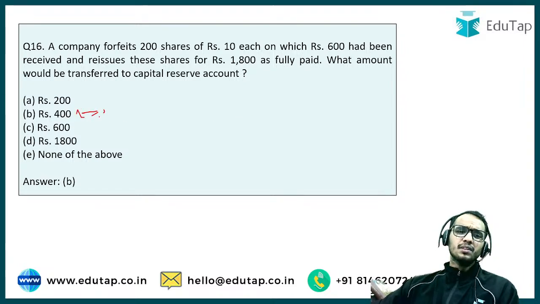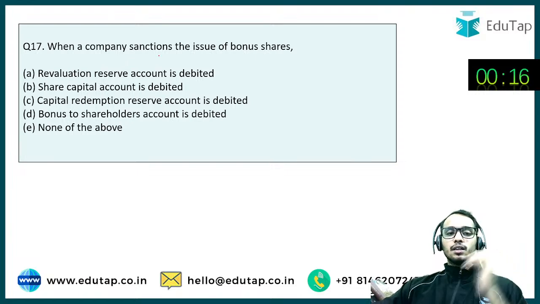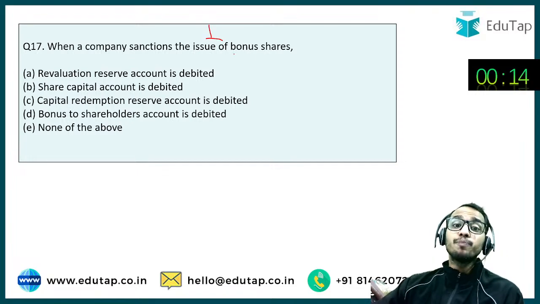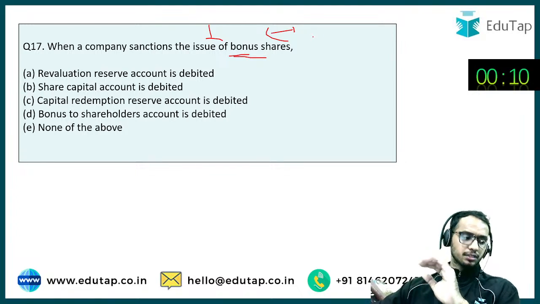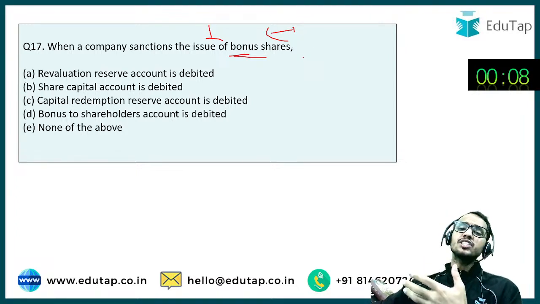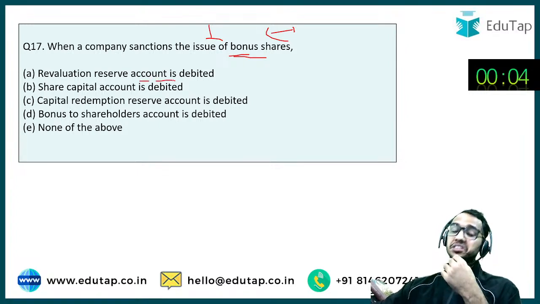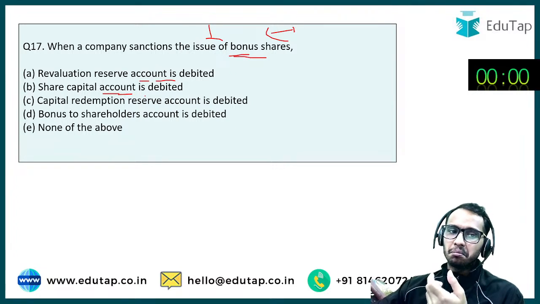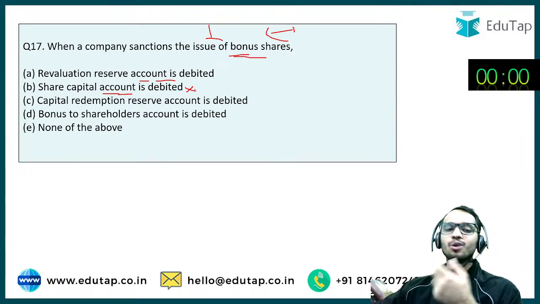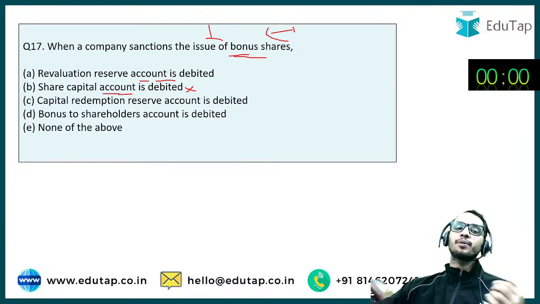Question number 17. When a company sanctions the issue of bonus shares, now the question of bonus shares, a very important chapter. When a company sanctions the issue of bonus shares, what do we do? Revaluation reserve account is debited. Share capital account is debited. Do we do that? No, we don't do that, because we are issuing the shares. Share capital account must be credited, no?